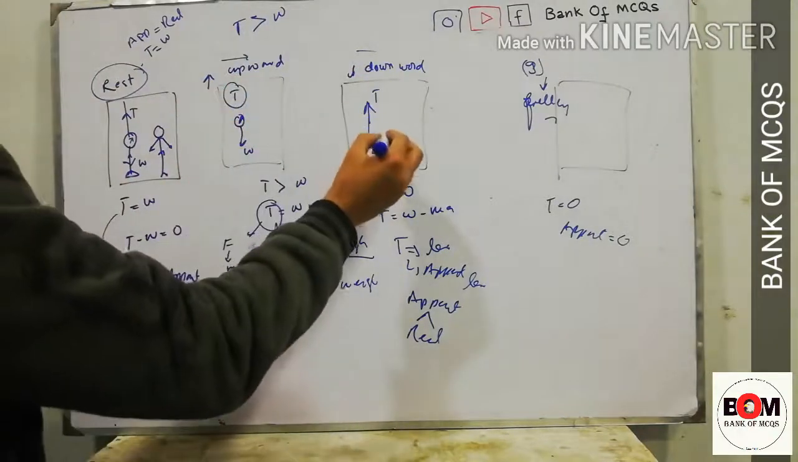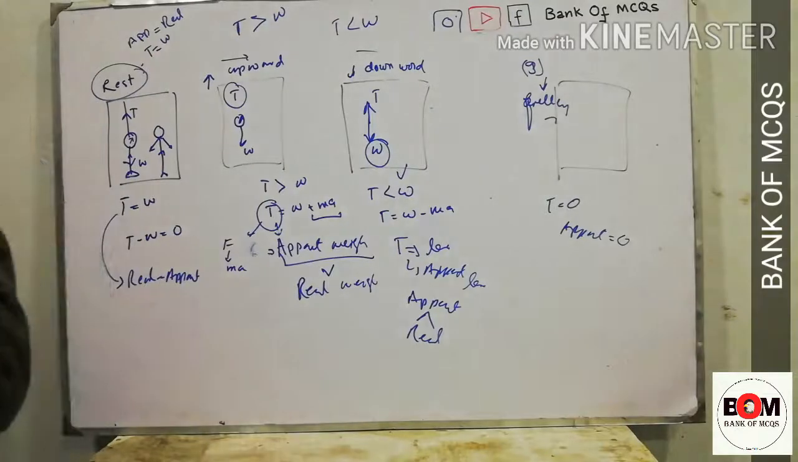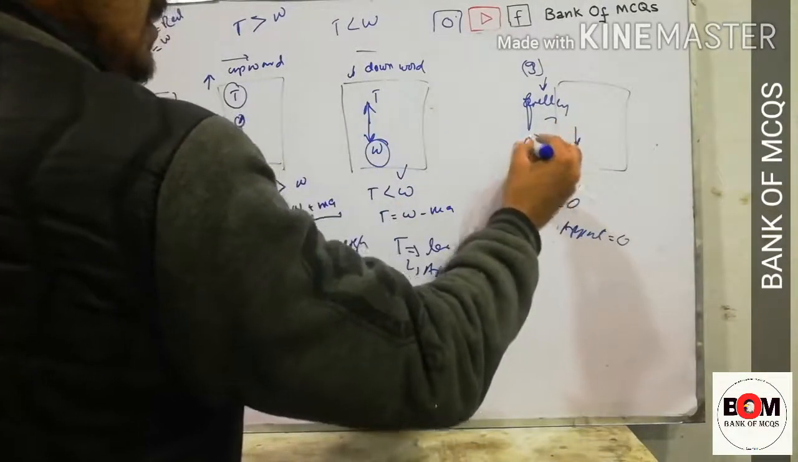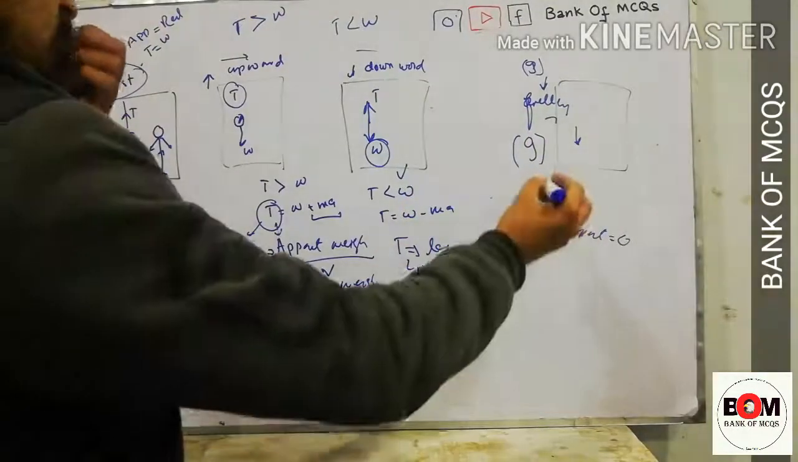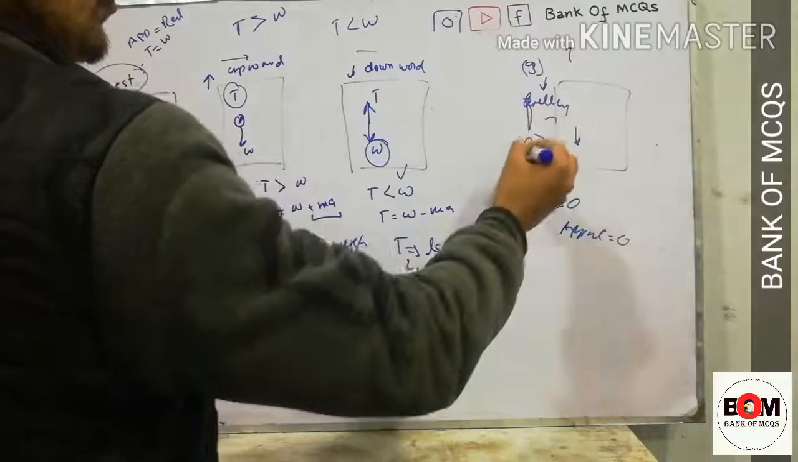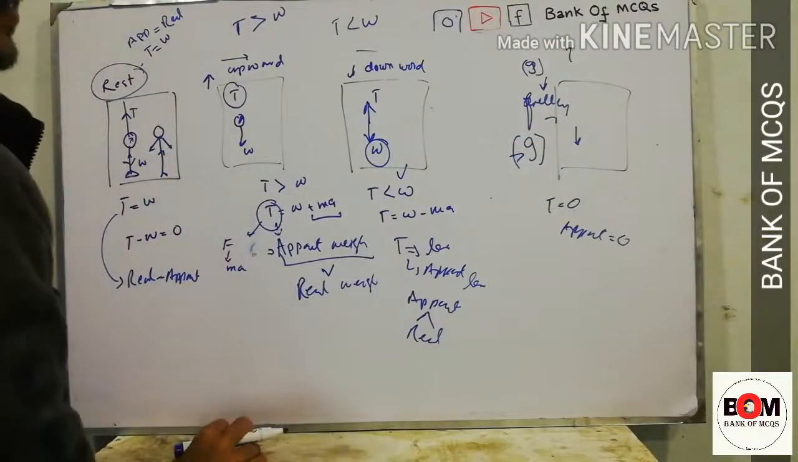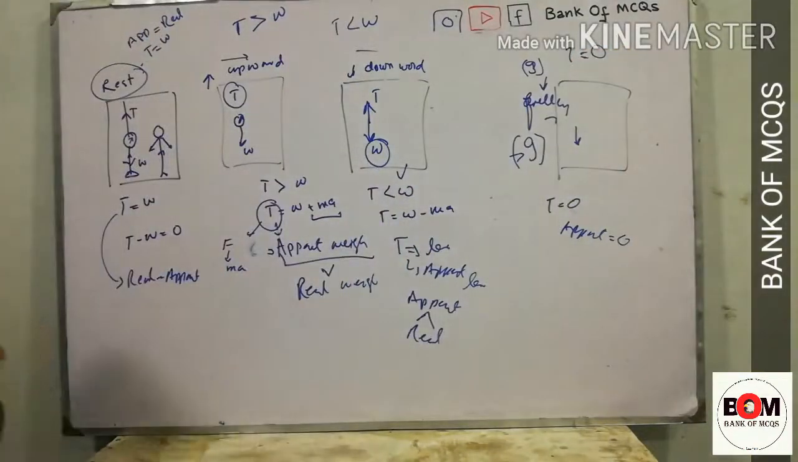Is it moving downward? It means that W is greater. And if it is moving downward freely, then g is acting alone, so we will put T is equal to 0. So these are the 4 special cases that you must remember in mind.